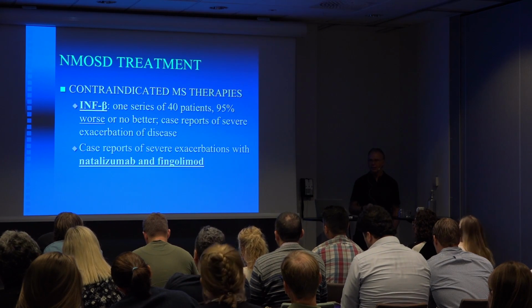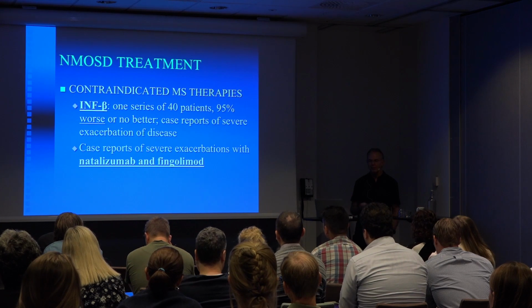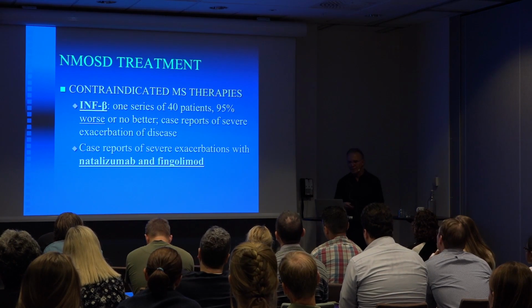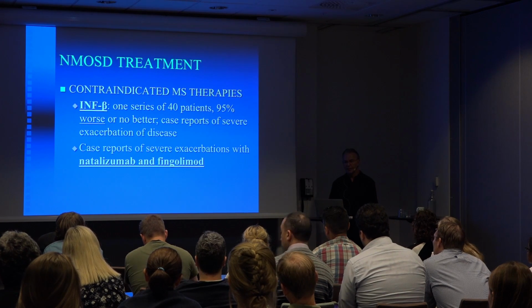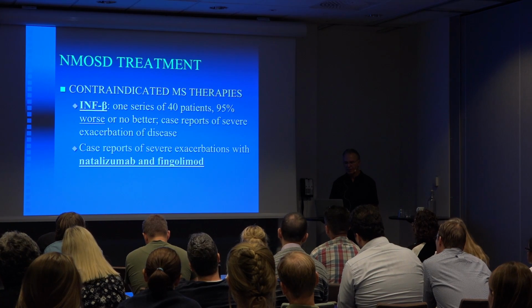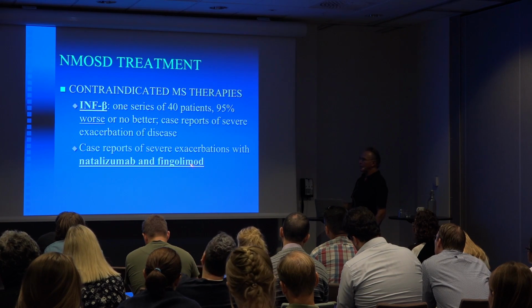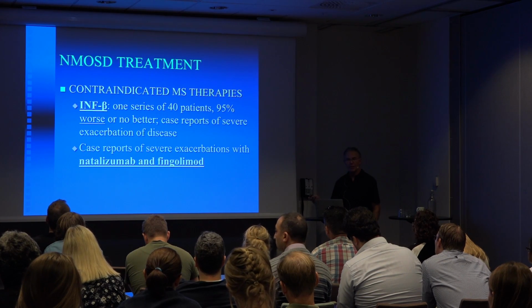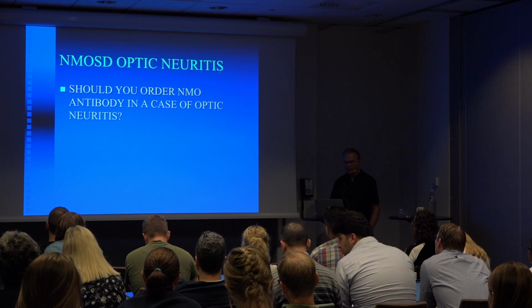MS therapies, many of them are contraindicated in neuromyelitis optica. Another reason you've got to make the right diagnosis. Interferon beta, there are a number of series actually looking at this and indicating that the patients have done worse. They've recovered more poorly, they've had more recurrences with that, and severe exacerbations of the disease with natalizumab or fingolimod. All of these MS drugs contraindicated in neuromyelitis optica.